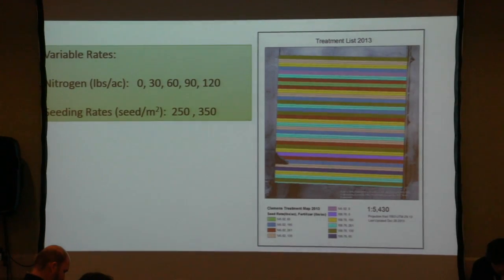So I talked about a rather extensive treatment list. And this is a map of what we did on this one particular farm. We varied our nitrogen rates from 0, 30, 60, 90, 120, but we also varied our seeding rate, about 250 to 350 seeds per meter squared. And it was a replicated trial across this entire field. Now you'll see that that map and the pictures that we were showing start to make sense, because we're literally seeing a zero fertilizer treatment to a high fertilizer treatment.